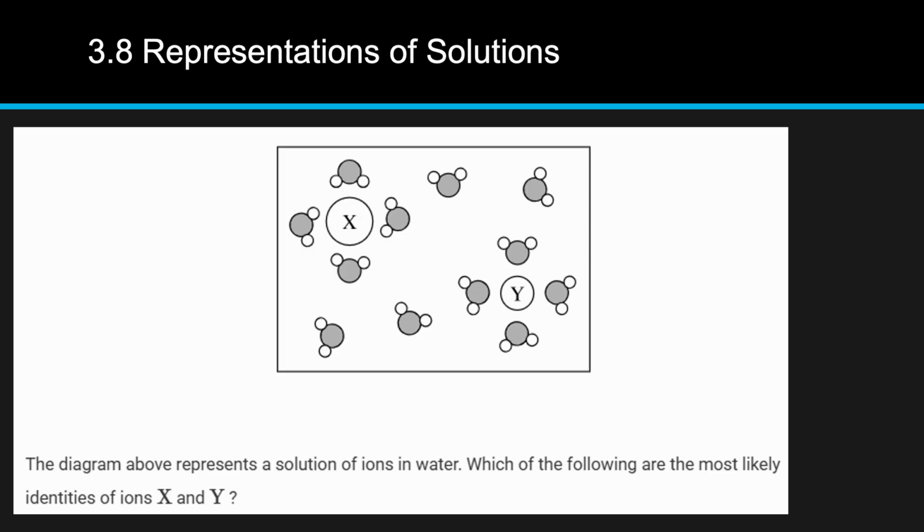And for our last question of 3.8, it says the diagram above represents a solution of ions in water. Which of the following are most likely the identities of ions X and Y? Again, we have the partial positive end of water attracting to X, which means this is a negative ion, and we have the partial negative end of oxygen attracted to Y, which means this is a positive ion.